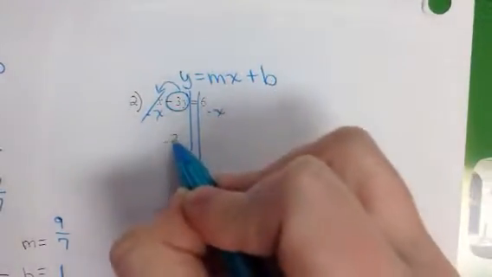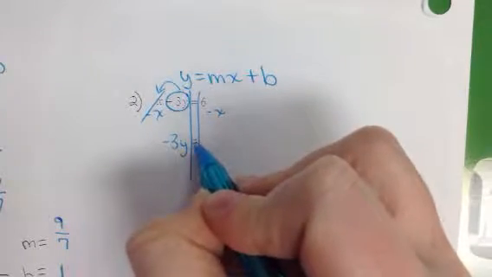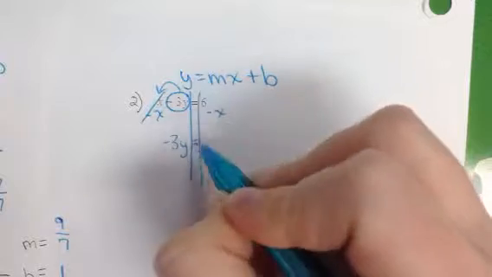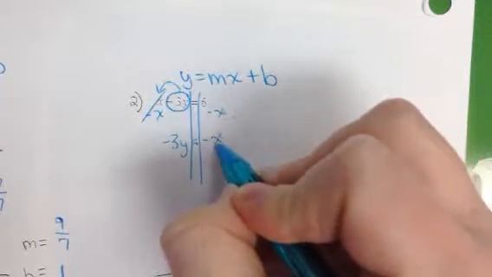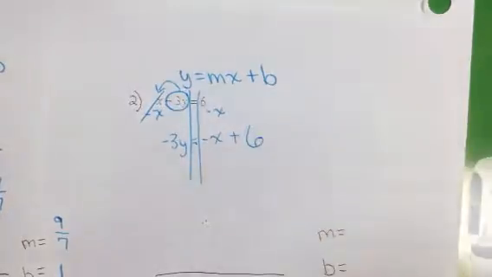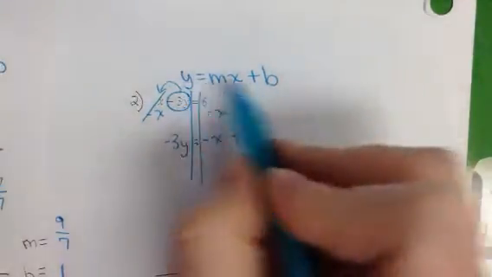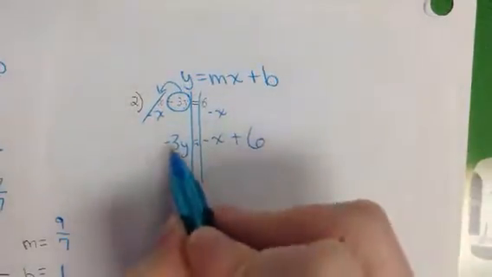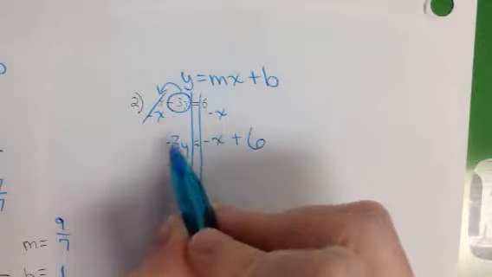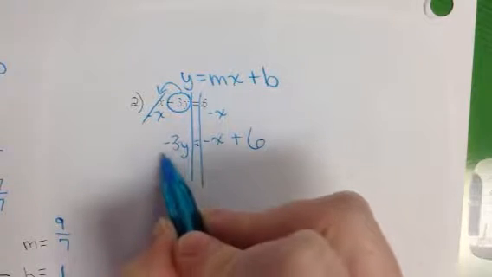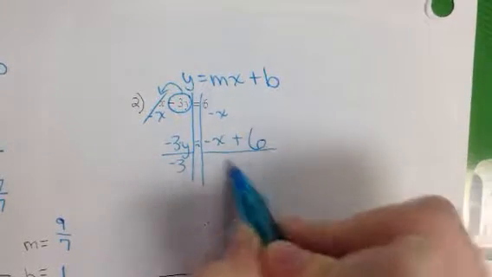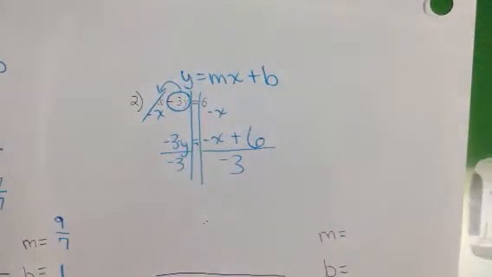I'm going to bring down -3y equals, remember I want the x term next after the equal sign. So I'm going to do my -x. This is a +6, so I put +6. Now at least my variables are in the right spot, but I do not want this -3 here. Right now, because this is a number right beside a variable, they are multiplying. So to make the -3 go away, I need to divide both sides by -3.